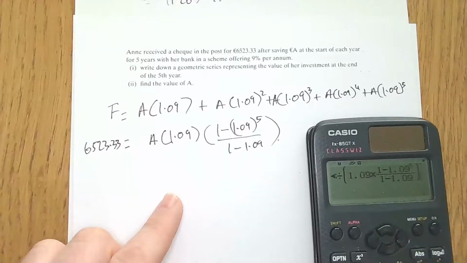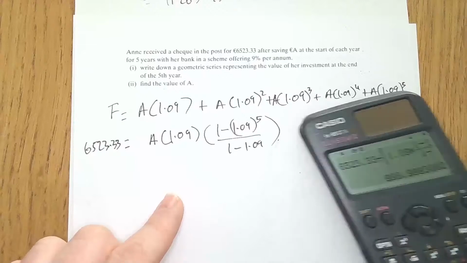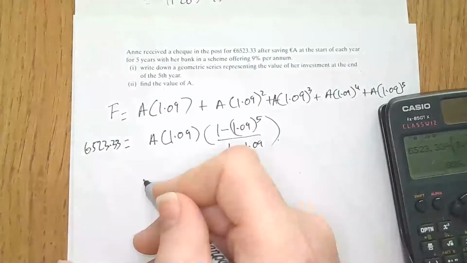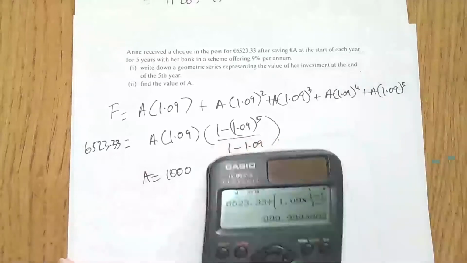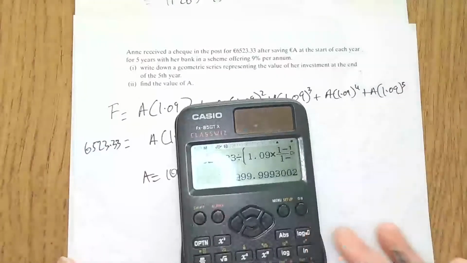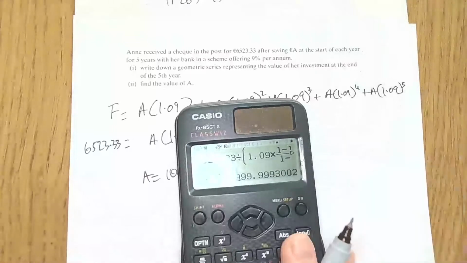Hopefully this works. Okay, 999.990. Okay, it's €1,000. I'm not going to argue. A is 1,000. Okay, you could write down 999, but listen, when you round that last digit to the nearest one, you know what you're getting.